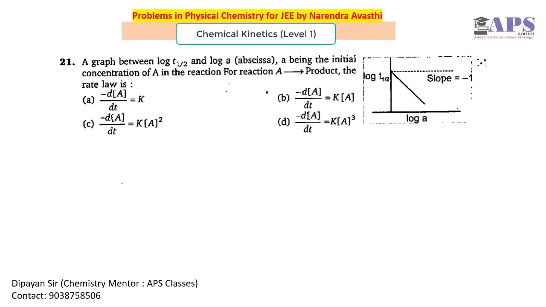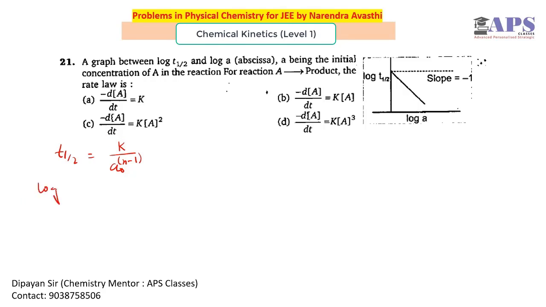In question number 21, we have one graph, log t half versus log A. So the general formula is t half equal to k by a0 to the power (n minus 1), where a0 is the initial concentration of the reagent and k is the rate constant.